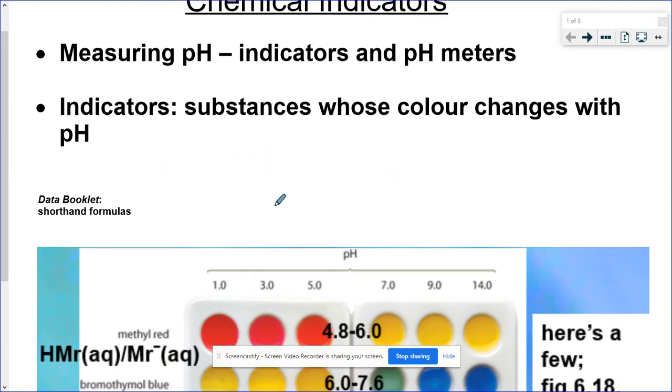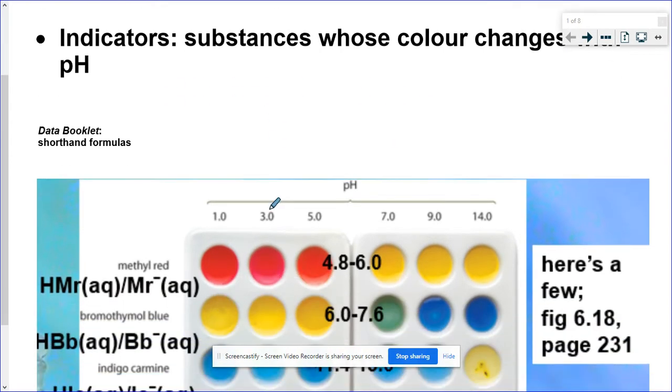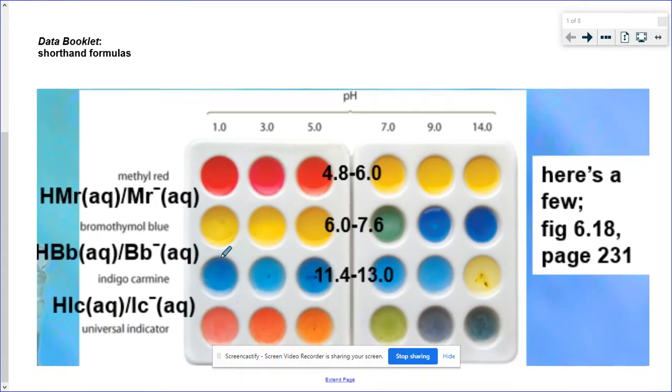Now, indicators are substances whose color changes with a varying degree of pH. Let's look at some examples. All of these are found in your data book: the indicator, the pH range to which they will change color, and the color changes that will take place. So the first one is methyl red. By the way, all indicators are just weak acids, and they change color at different pH points, so they're not all the same. They can be used for varying degrees of hydronium ion concentrations.